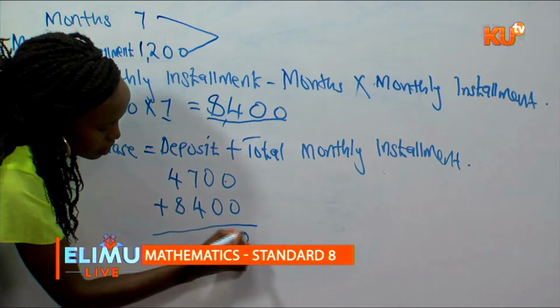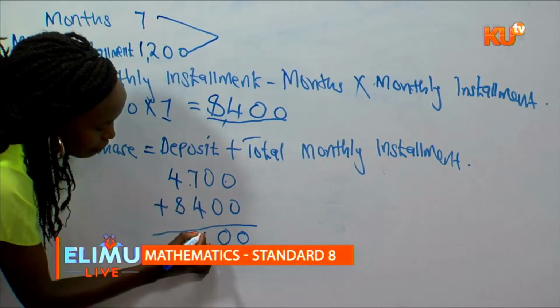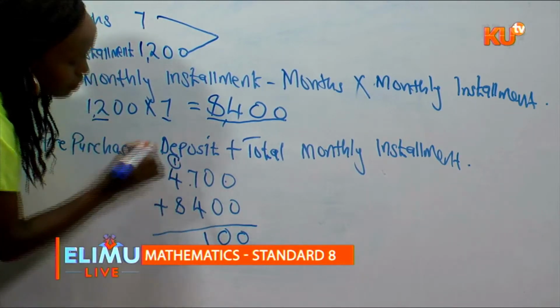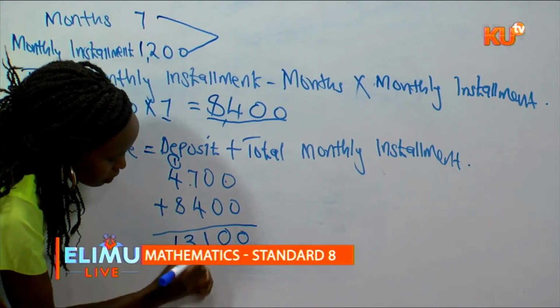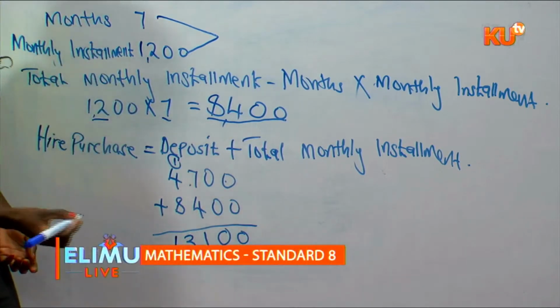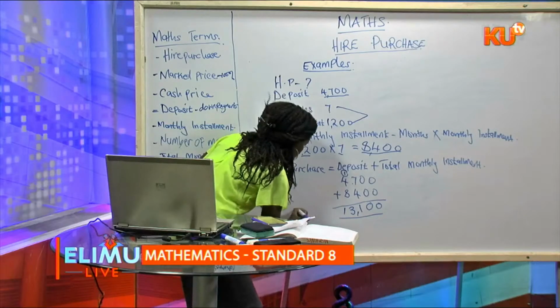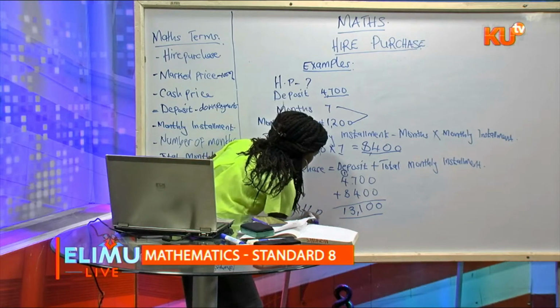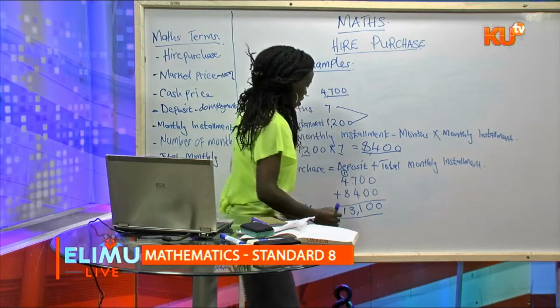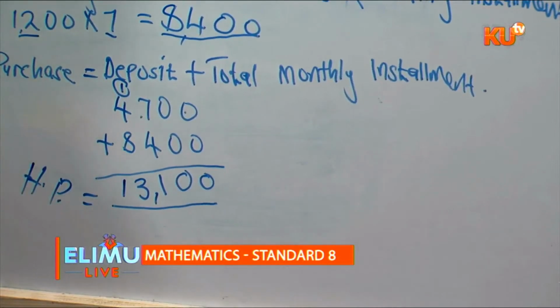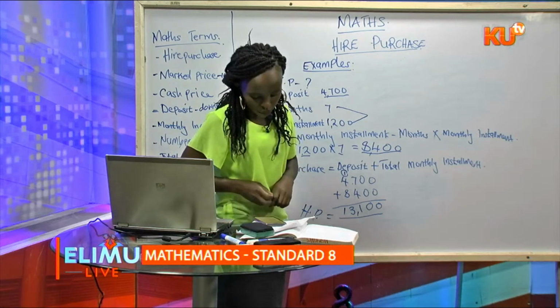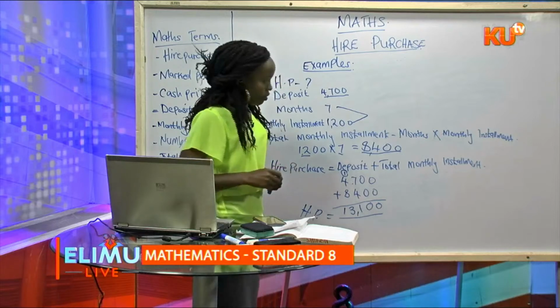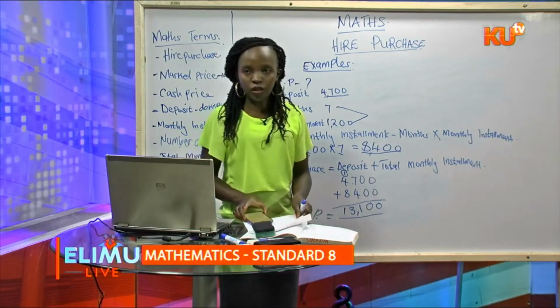I add here, I get 0, 0, 7 plus 4 is 11. I write 1, I carry 1. 9, 13. So our hire purchase is going to be 13,100. So meaning that person, that is Anne, bought that microwave at 13,100. So that is example 1.